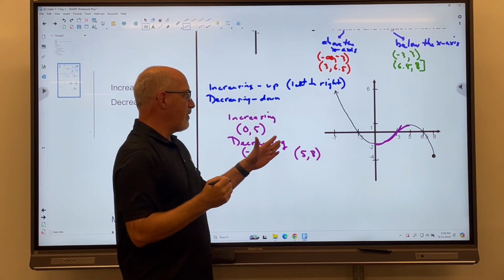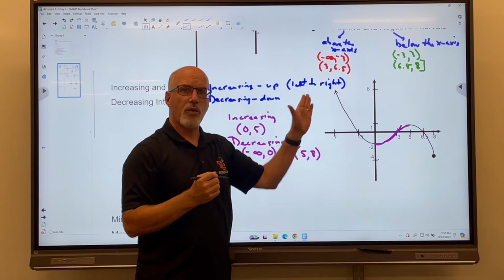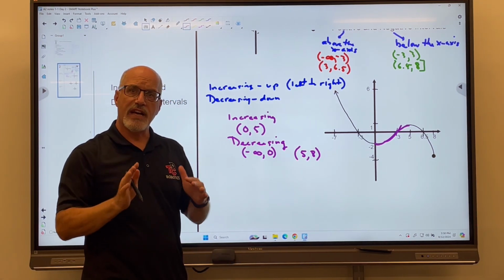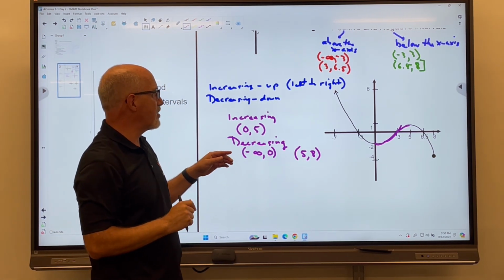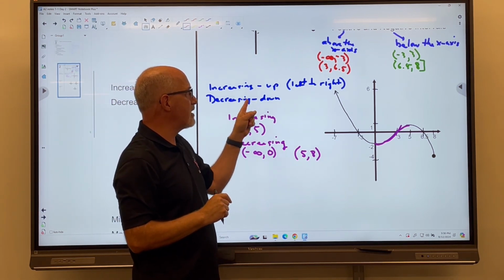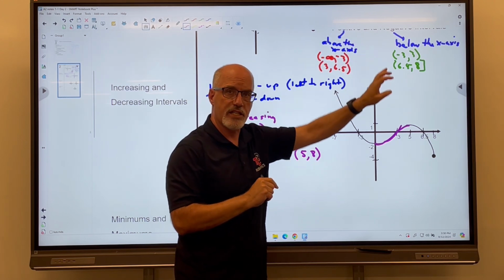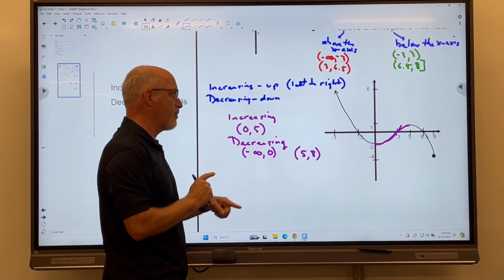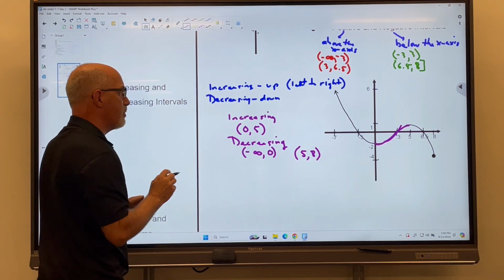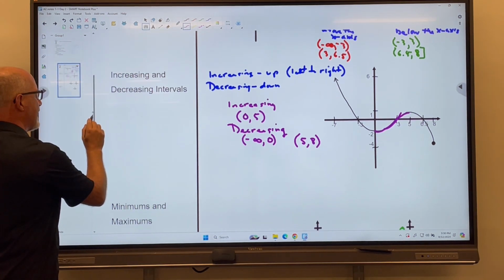So when you're giving these intervals, notice that we're giving the x values for the intervals that tell us when the y values are increasing or decreasing, or the x values when the y values are positive or negative. So always give those intervals in x values, just like we did with the domain.